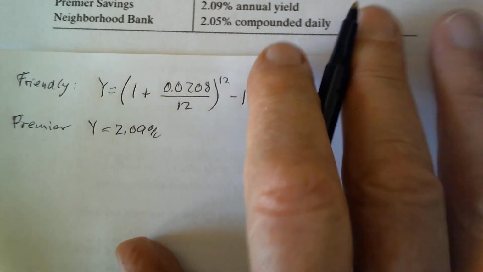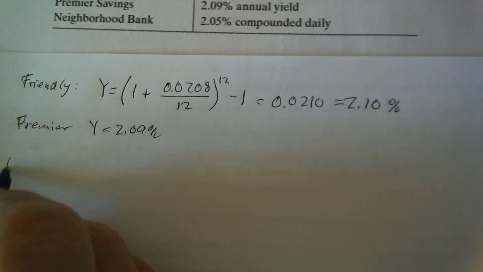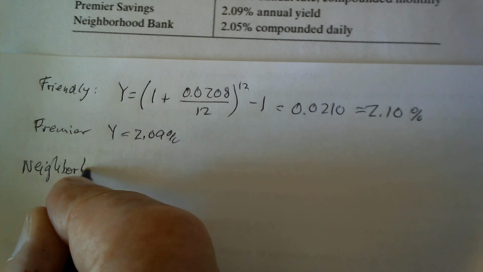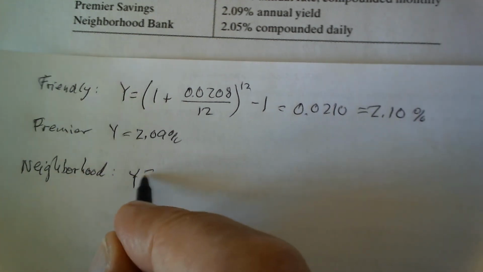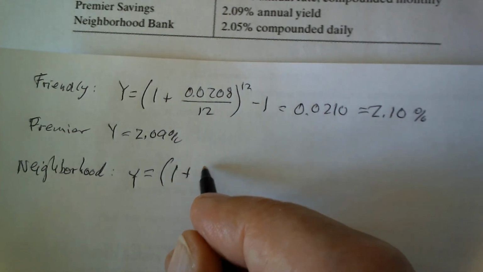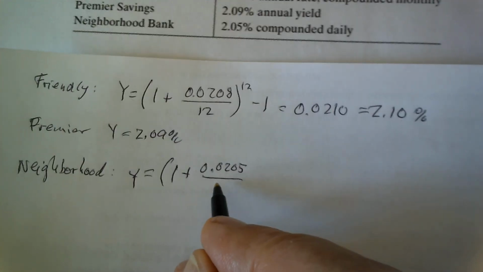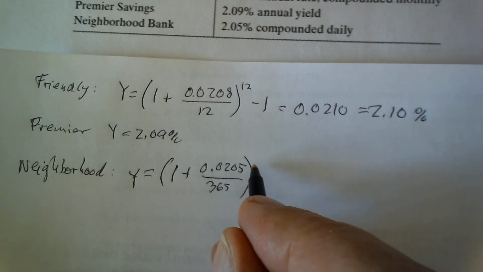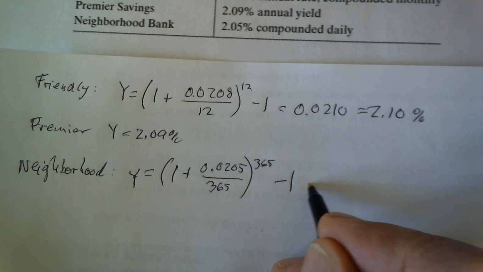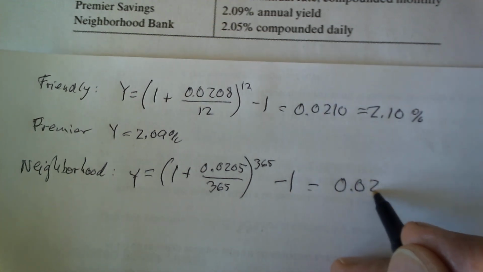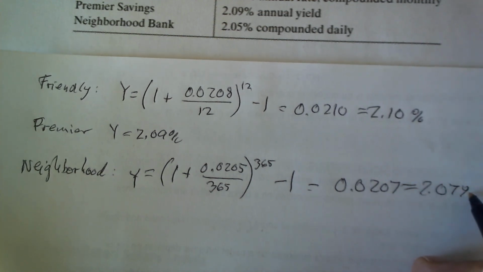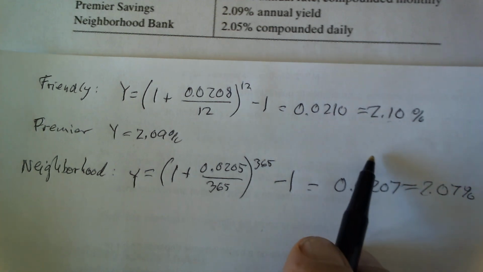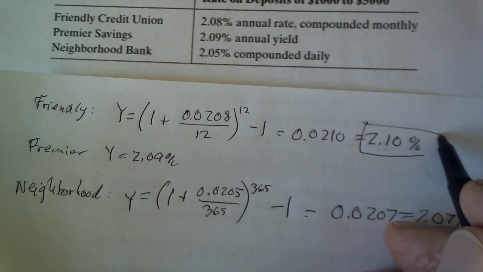And then for the Neighborhood Bank, Y is equal to (1 plus 0.0205 divided by 365, because that's compounded daily) to the 365th power minus 1. And that would be equal to 0.0207 or 2.07%. And when you compare these three rates, 2.10%, 2.09%, 2.07%, of course, Friendly wins with 2.10%, and that's where she's going to put her money.